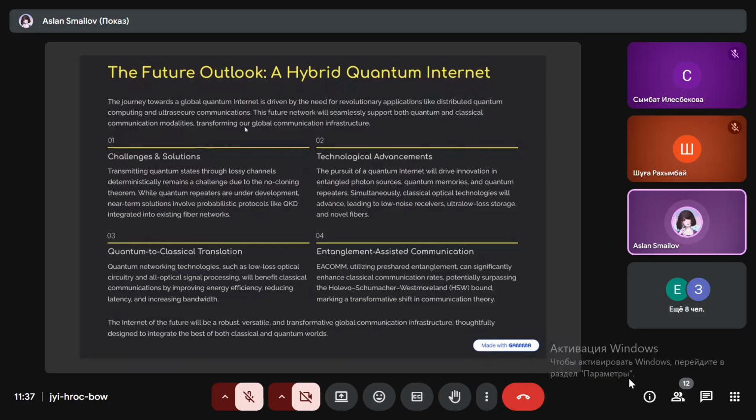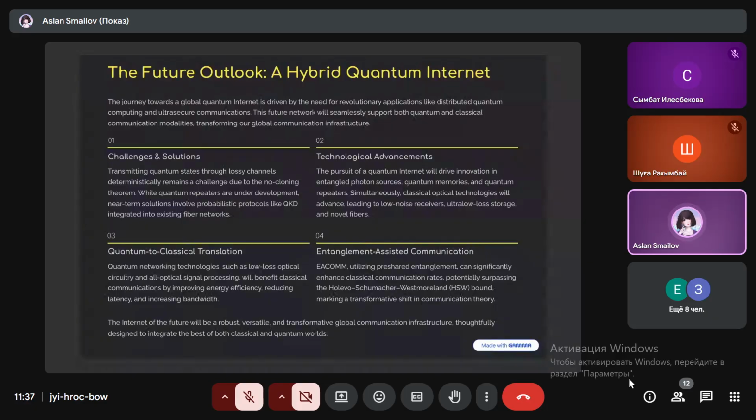And it's the future outlook: hybrid quantum internet. Okay, the first one is the challenges and the solutions. Transmitting quantum states through lossy channels deterministically remains a challenge due to the no-cloning theorem. While quantum repeaters are under development, near-term solutions involve probabilistic protocols like QKD integrated into existing fiber networks.